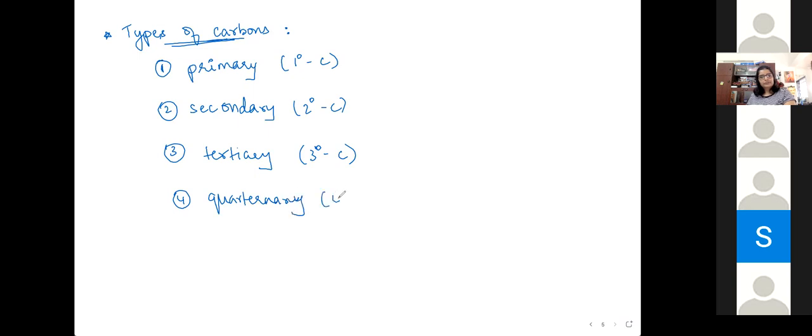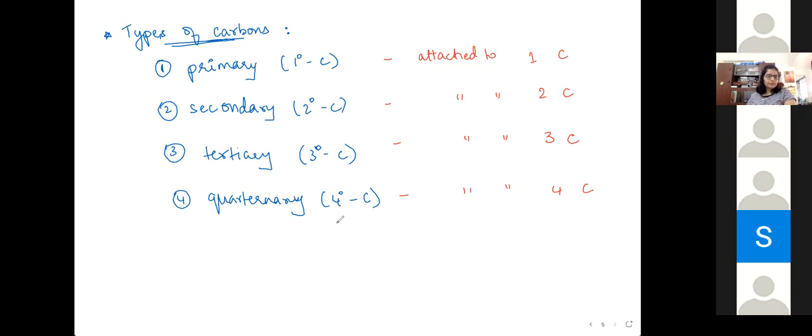Are you familiar with this? Primary, secondary. Yes, ma'am. So just a quick revision. What is primary? Carbon attached to only one other carbon atom. Secondary would be 2 other carbons. Tertiary, 3 other carbons. Quaternary, 4 other carbons. All 4 bonds are connected to carbon only.